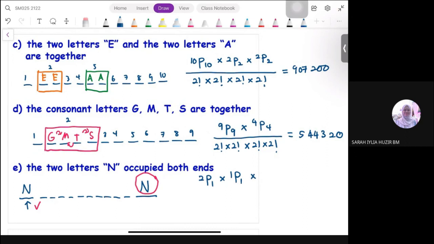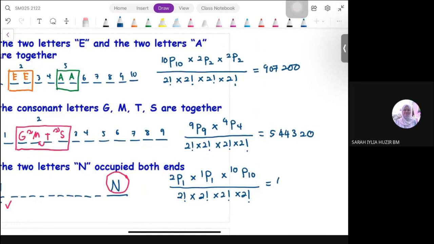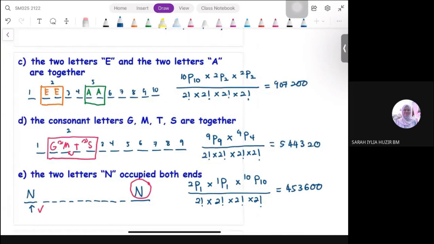Alright. Times with. Now, we have 10 remaining letters left. We will arrange them on 10 remaining spaces. So, 10P10. Settle. Jangan lupa akhir sekali divide by 2 factorial 4 times. Ada 4 kali 2 factorial. So, here our answer would be 45360. Okay. Alright. So, that's all for permutation for repeated items.